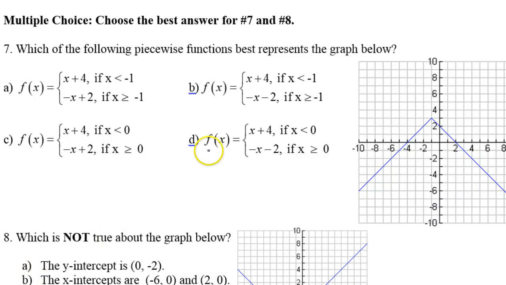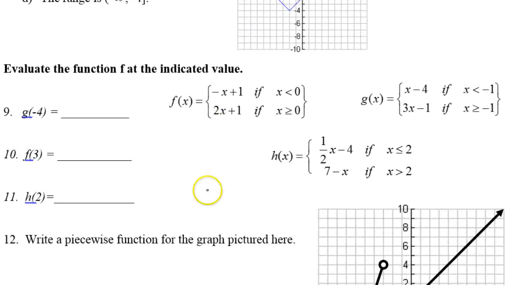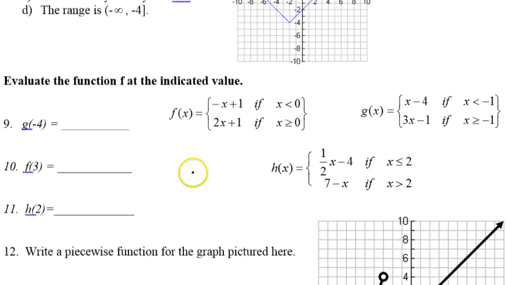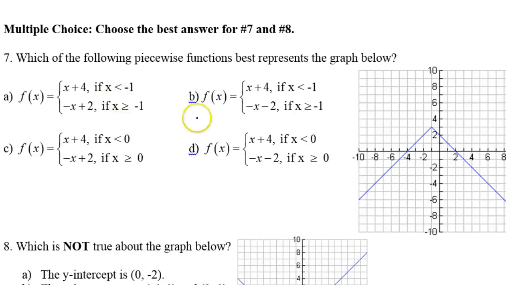In this video, we will be writing piecewise functions given graphs, and we will be doing a little bit of analysis as well, and we will be evaluating piecewise functions. So that's what's happening. Now, number 7. This is a multiple choice question where we're supposed to match these piecewise functions to the graph.